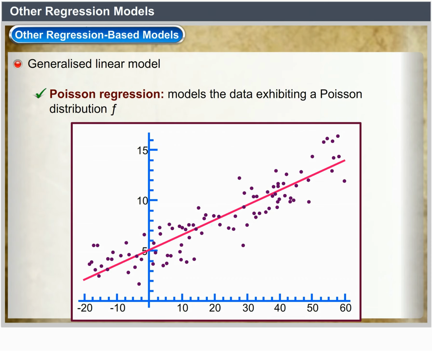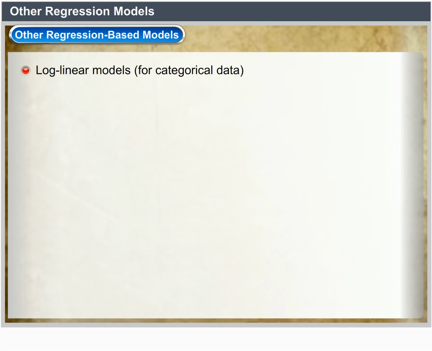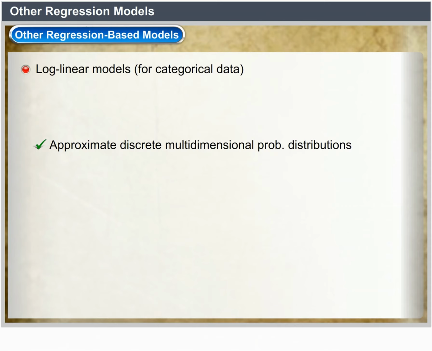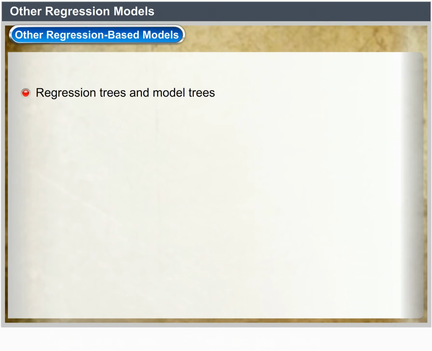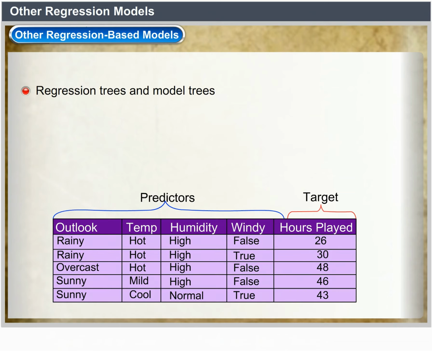Log linear models for categorical data approximate discrete multidimensional probability distributions. They are also useful for data compression and smoothing. Regression trees and model trees: trees to predict continuous values rather than class labels.